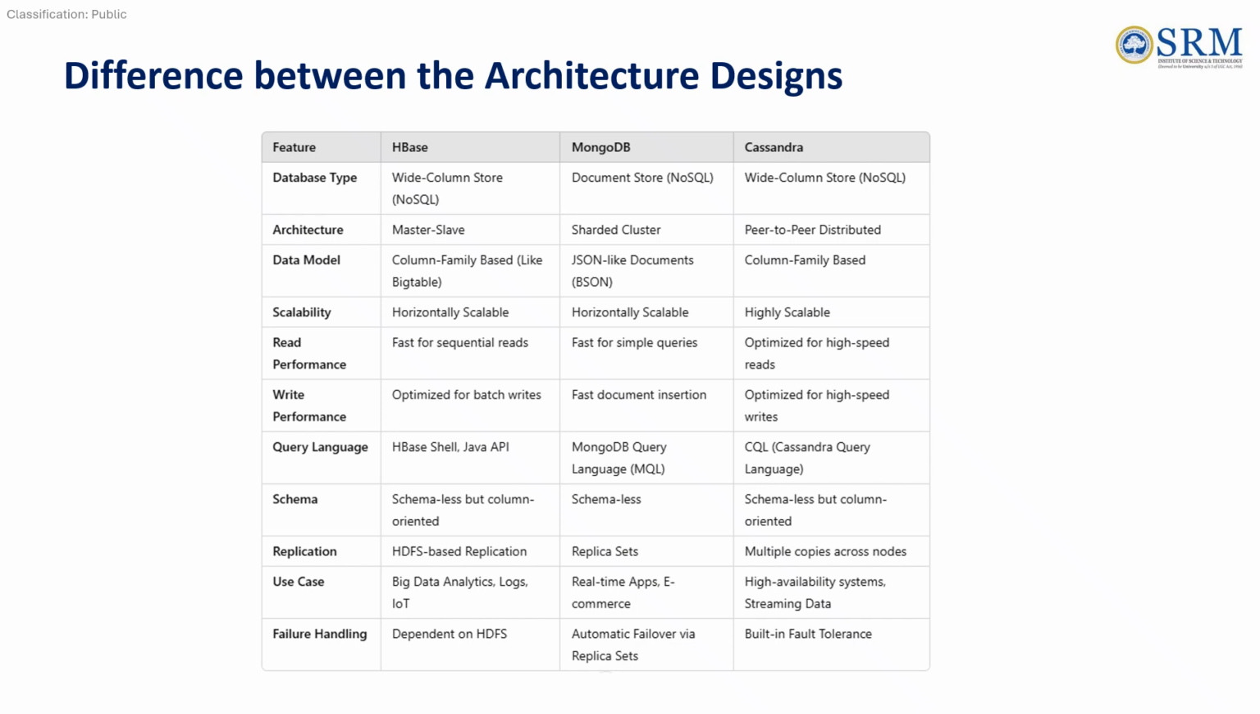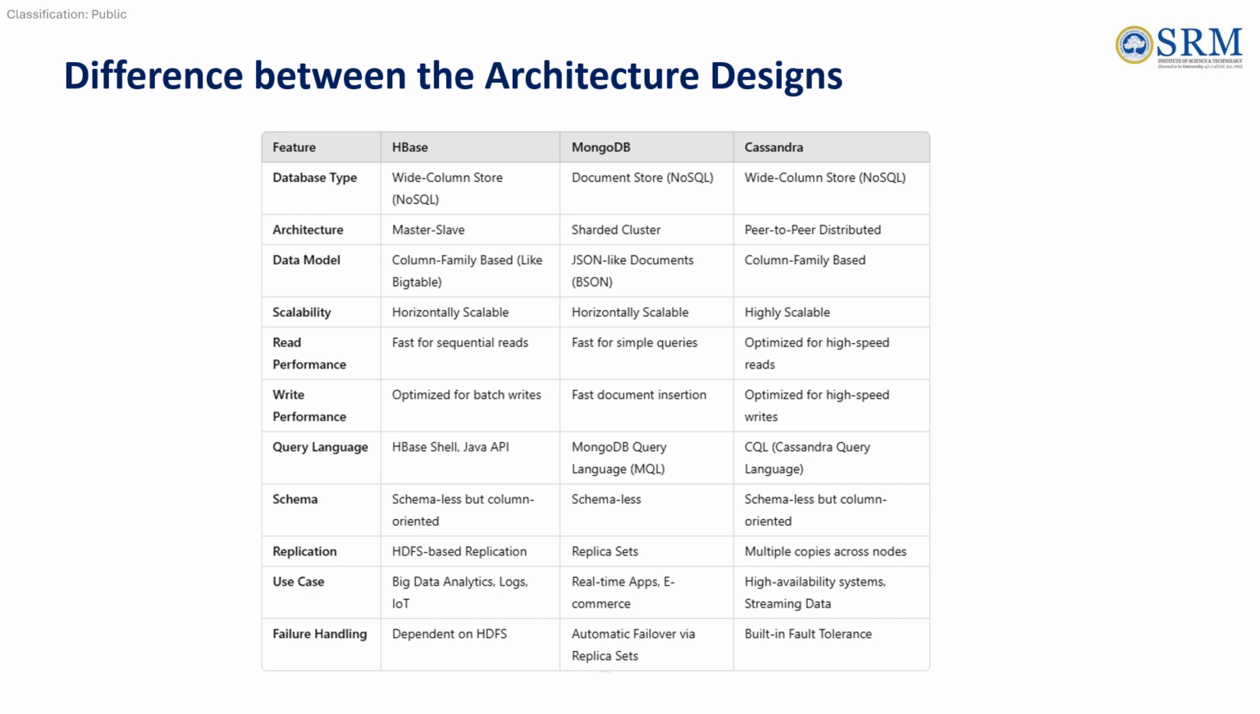Finally, this comparison helps us understand how the architectures of HBase, MongoDB, and Cassandra differ from one another. HBase follows a master-slave architecture where the HMaster manages the cluster and region server stores the data. It is tightly integrated with Hadoop and HDFS, making it suitable for big data processing environments. MongoDB uses a sharded architecture with replica sets. Data is divided into shards for scalability, while primary and secondary nodes provide replication and fault tolerance. It is highly flexible because it stores data in document format.